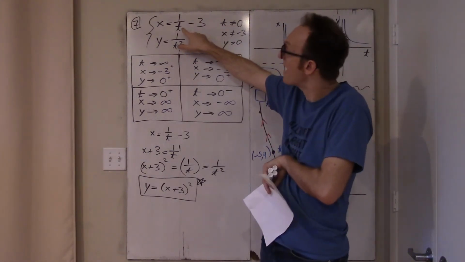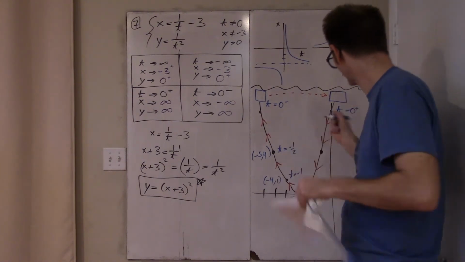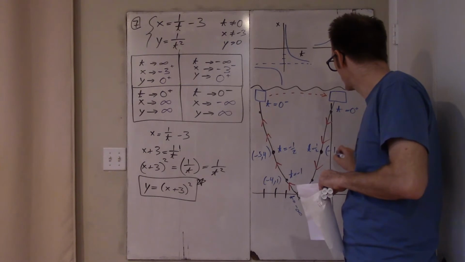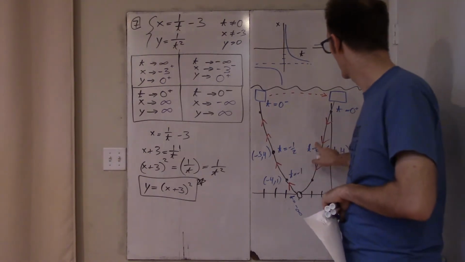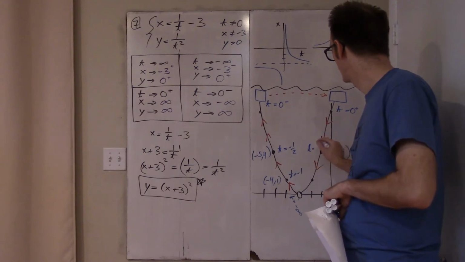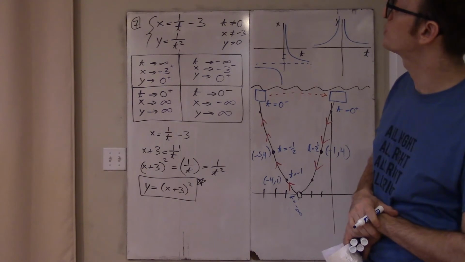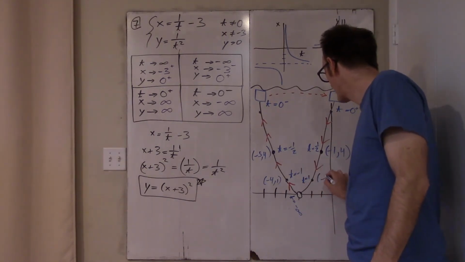If I plug in t equals a half, 1 over a half is 2, so I get 2 minus 1, -1, 4. So t equals 1/2 at negative 1 comma 4. And I guess I could do t equals 1. Where am I going to be at t equals 1? I will be at negative 2, 1. So here I am at t equals 1, negative 2, 1.